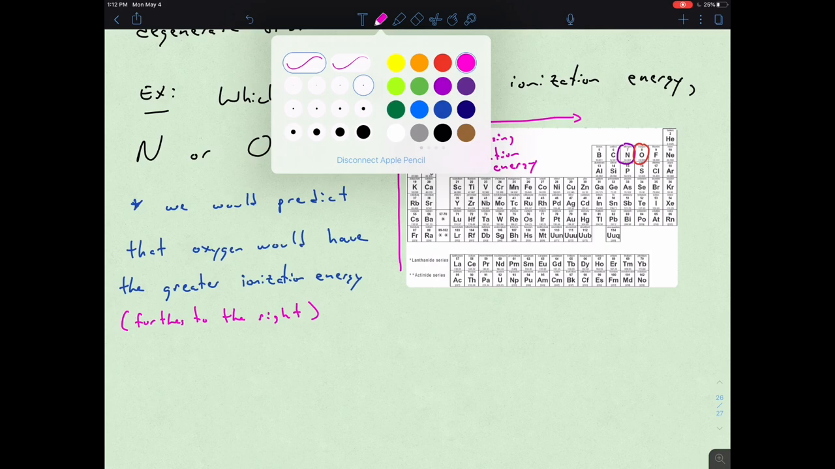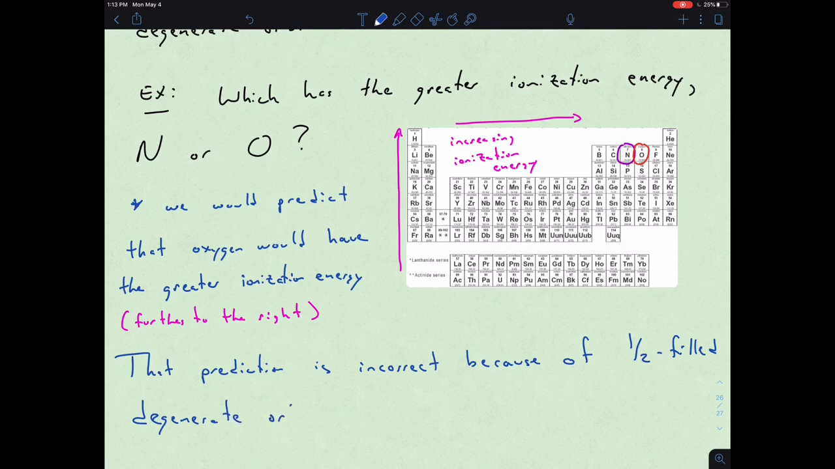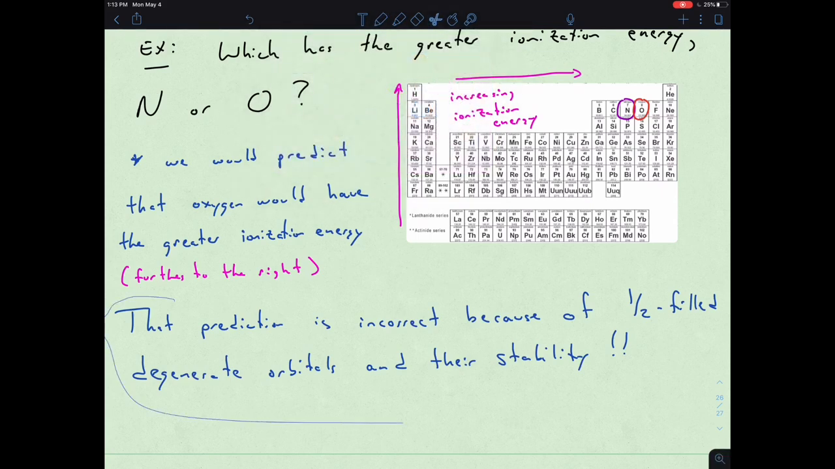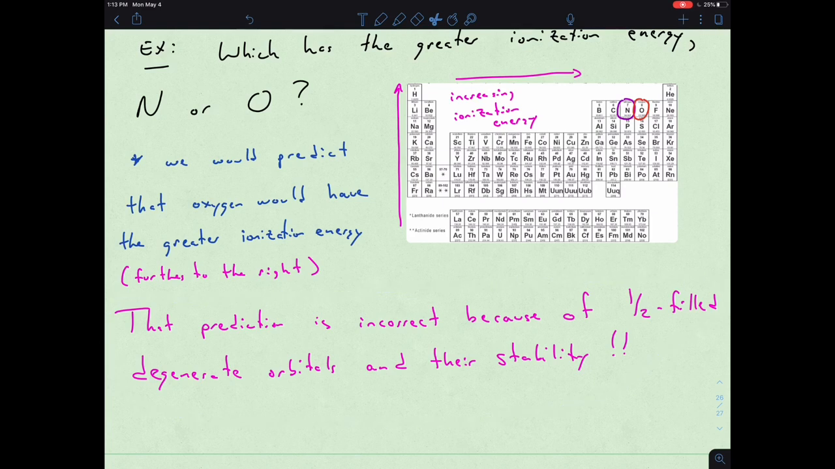However, that prediction is incorrect because of half-filled degenerate orbitals and their stability. So that's what we have to take to heart here: the trend works really well, but we've got to be careful when we get into things that have a degenerate level to them, as far as these degenerate orbitals.